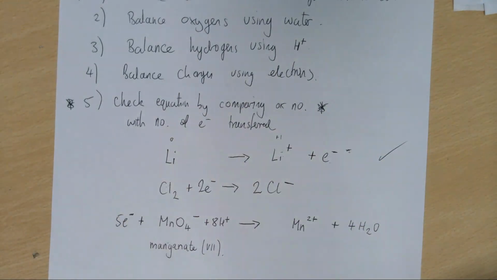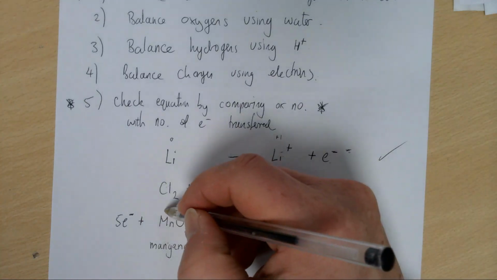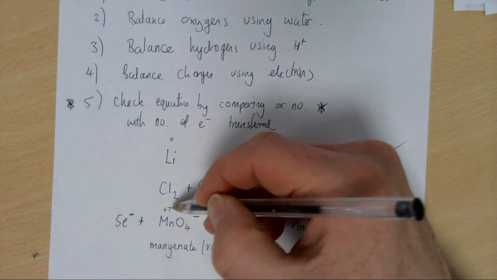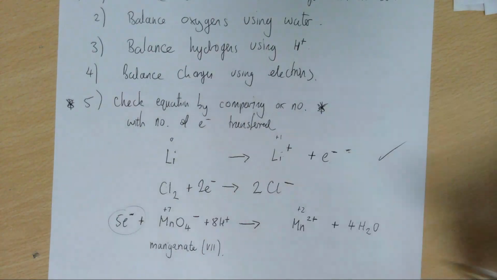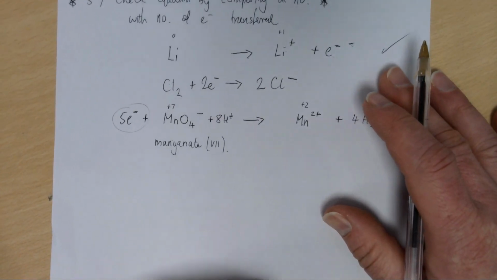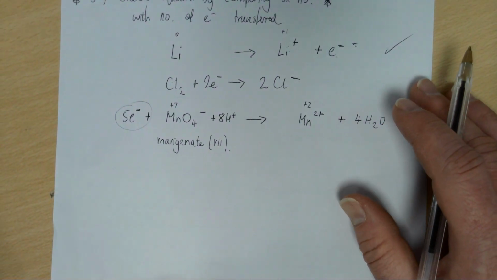5 electrons. And then we check, don't we? We check like we said we should do in step 5. This is oxidation number +7. This is oxidation number +2. That's a 5 electron change, and that's right, isn't it? Yeah. Okay. We're going to do another one. You're going to do a few of these by yourselves in due course.